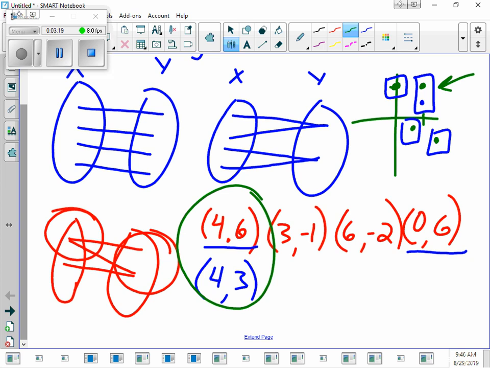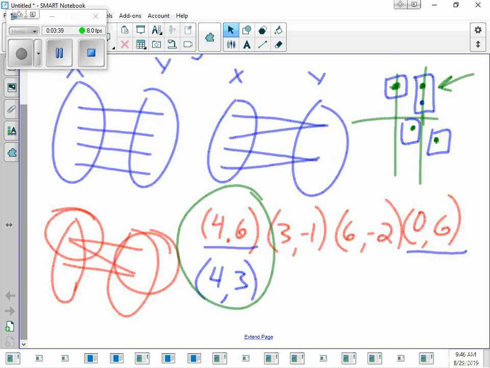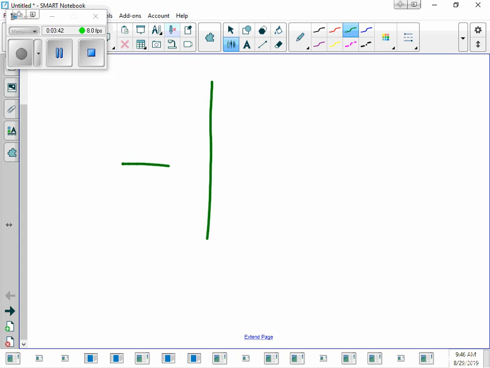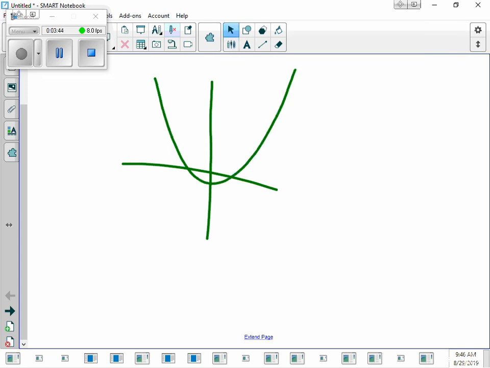And the answer is they fail the vertical line test. If I draw a vertical line and I drag it around the graph, does it ever hit 2 points? And the answer is right there, yes. Anytime a vertical line hits 2 different points, that is not a function. So if I were to graph a parabola and then draw my vertical line, does it ever hit twice? No. It hits once everywhere.